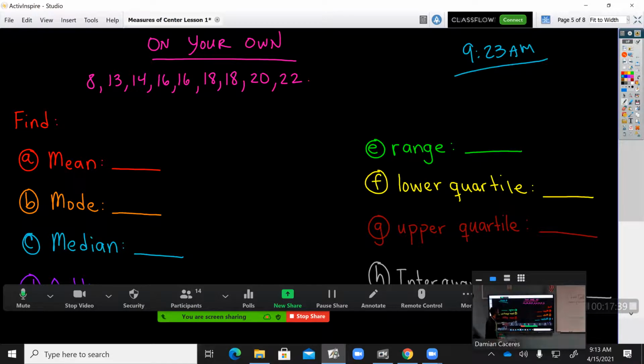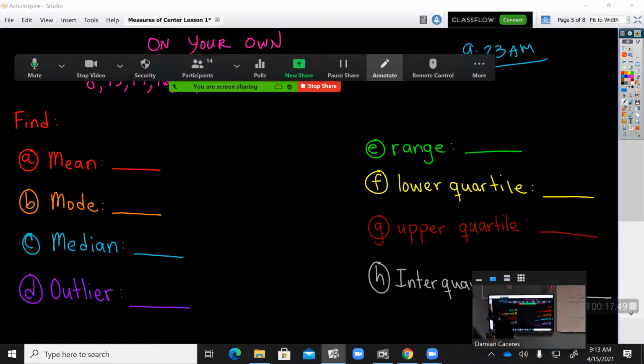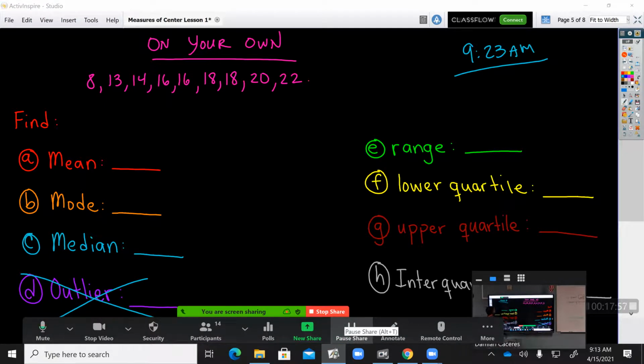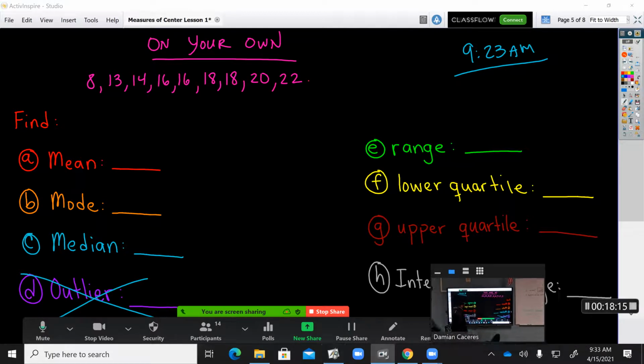And you're just going to find A through H. Find me the mean, the mode, the median, outlier. Let's scratch off outlier because there is no outlier on this example because all the numbers are pretty close together. So just find me the mean, mode, median, range, and then lower, upper quartiles, and the interquartile range. All of that you have the explanation for in the previous pages on your notes. So go ahead and get it started. 9:23 we review. Give you guys a little extra time to handle it.